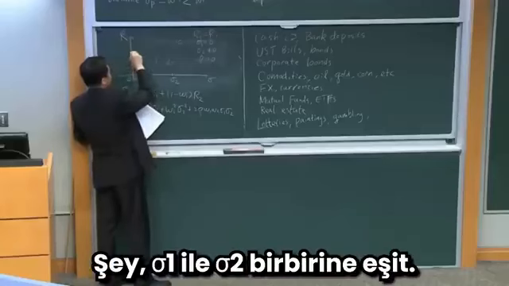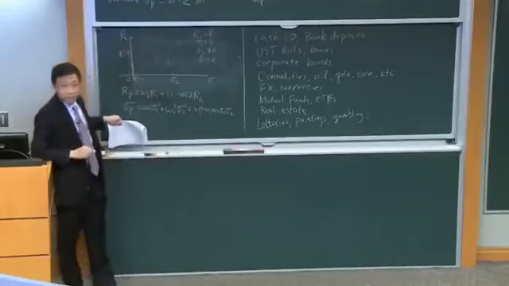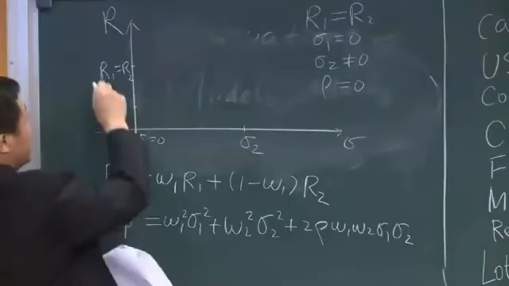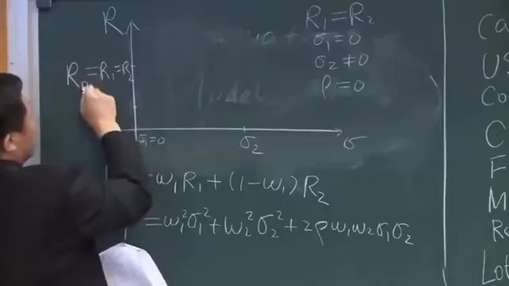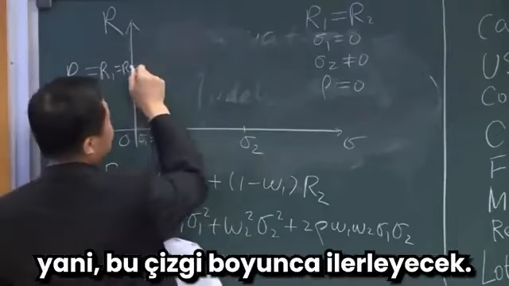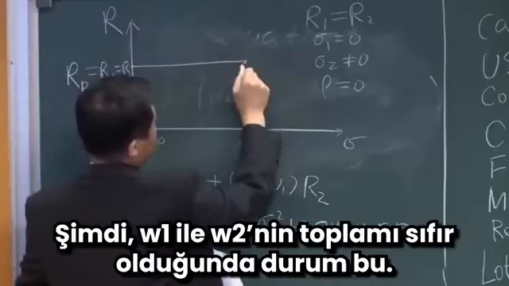And you have R1 equal to R2. What is R of P? It's R, right? Because the weighting doesn't matter. So it's going to fall along this line.